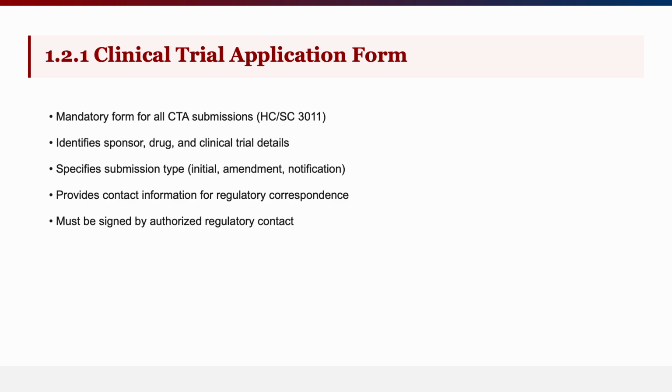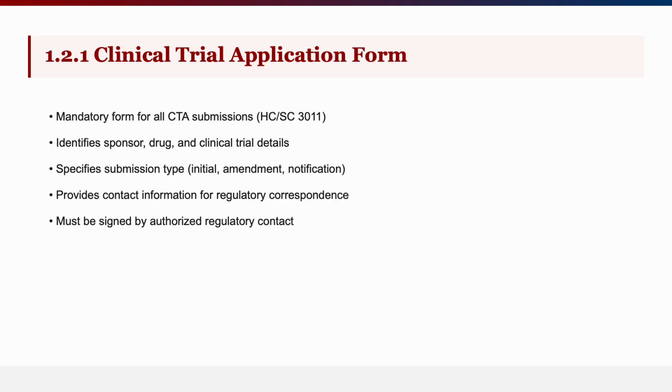The form serves several critical functions. First, it identifies the sponsor of the clinical trial. Under Canadian regulations, the sponsor is the entity that takes responsibility for the initiation, management, and financing of the clinical trial. Second, the form identifies the drug being studied, including its proper name, common name, and any code names used in development. For biologics or complex drugs, additional identification may be required.